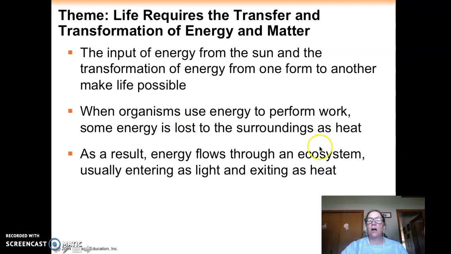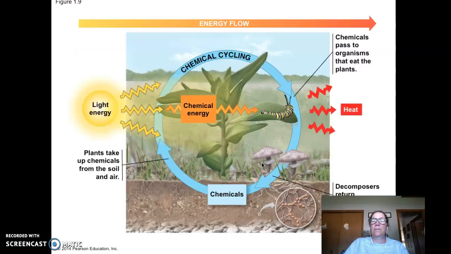Okay, so as a result, energy flows through the ecosystem, and usually it enters as either light or, this is the most common, heat. Now, the energy that we have, we can't create it or destroy it. We just keep transforming it, and then we get to a form that we can't necessarily use. So it's still there. We're just transforming it all the time. Okay. Here's an example again with plants. They need light energy. And again, the sun is the ultimate source for all of our energy. They take it in through a process of photosynthesis, and they make food for us, and they start chemically recycling it. Okay. They take up chemicals from the soil, from the air.